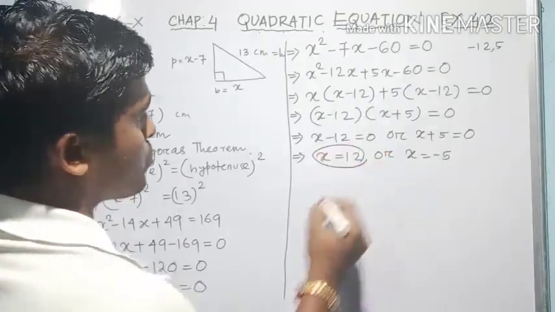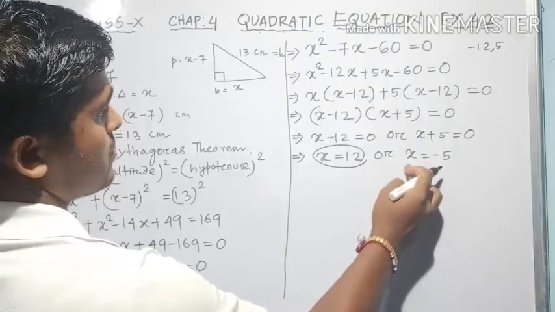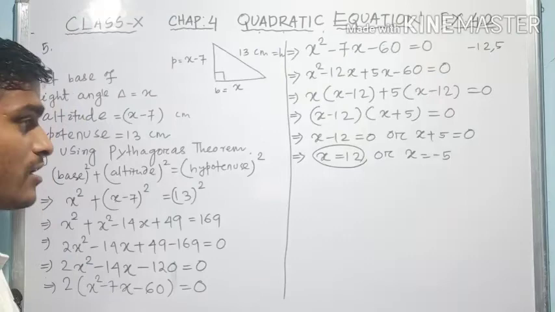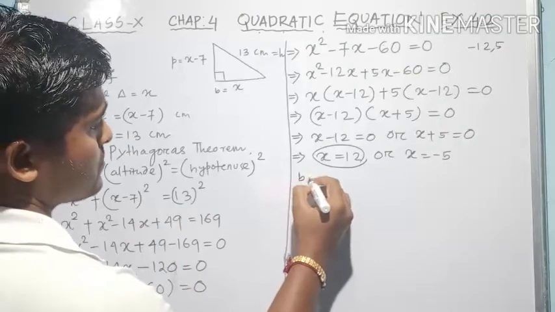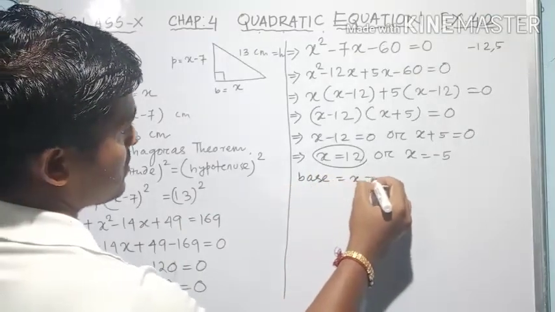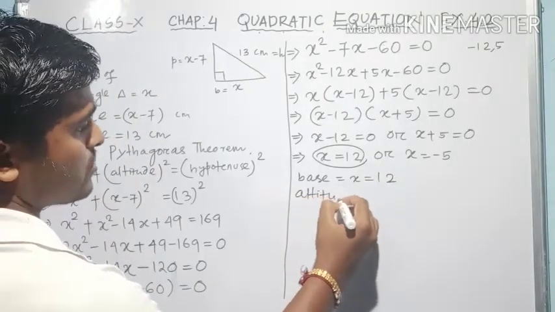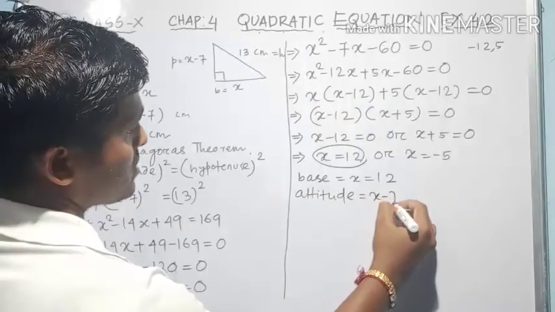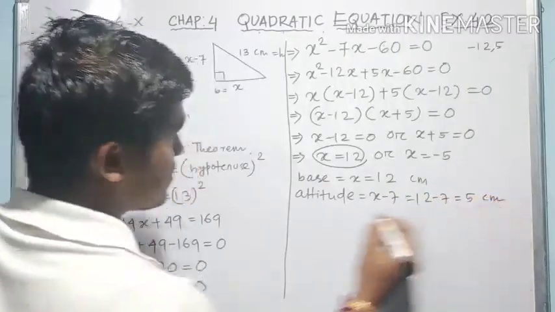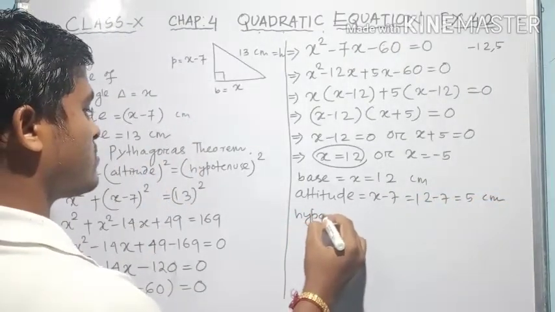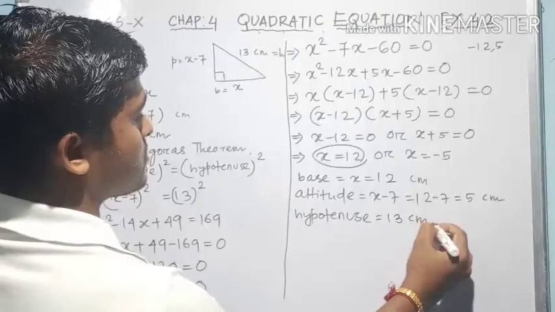We will take x is equal to 12 because the length of a side of a triangle cannot be negative. So x will be 12. That means its base is equal to x, which is 12. Its altitude, that is x minus 7, is 12 minus 7, which is equal to 5 centimeter, and the hypotenuse is equal to 13 centimeter.